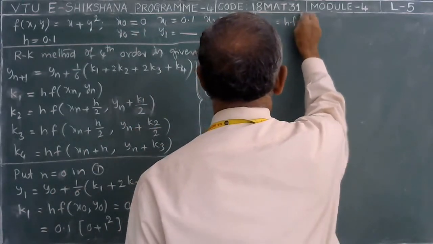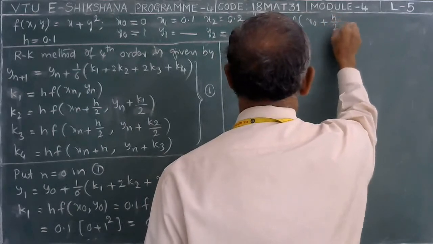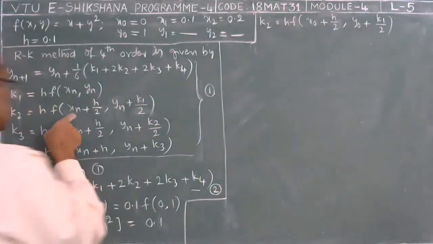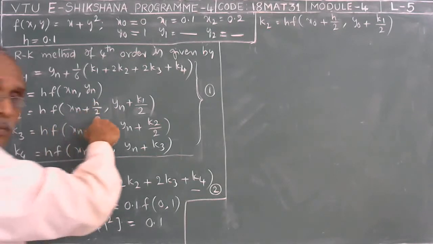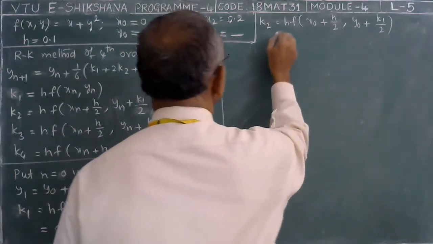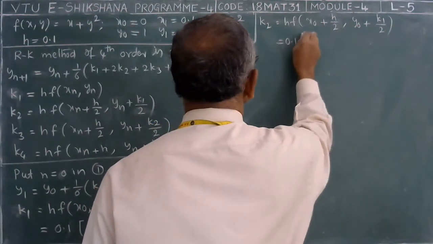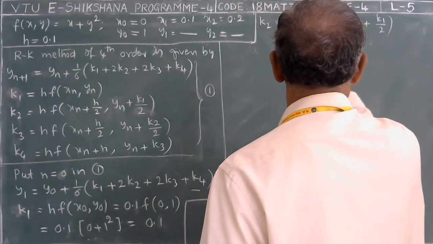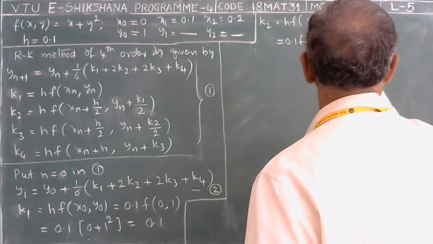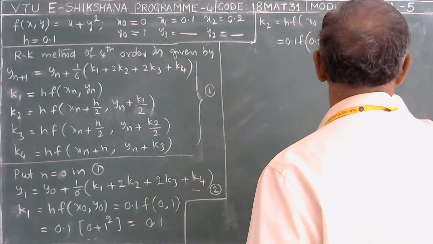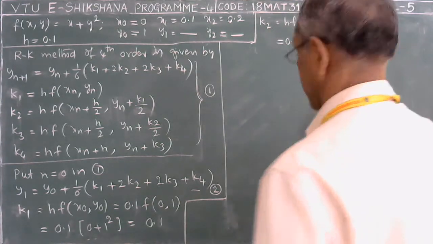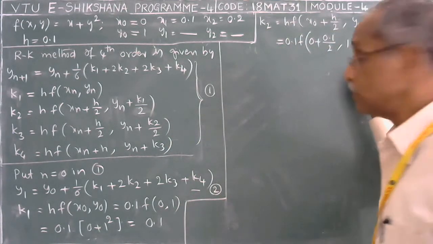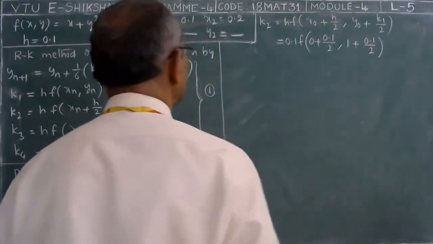K2 is h into f of x0 plus h by 2 comma y0 plus k1 by 2, when n is 0. Now let me substitute here. So this is h is 0.1 into f of x0 is 0, plus h by 2, 0.1 divided by 2, y0 is 1 plus k1, k1 is 0.1 divided by 2.